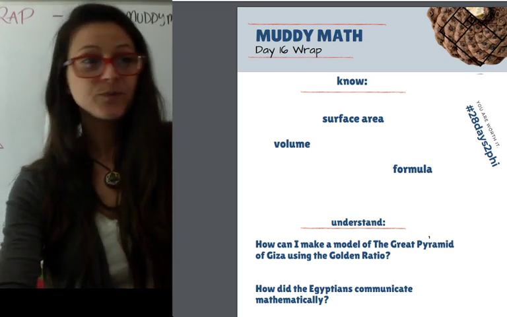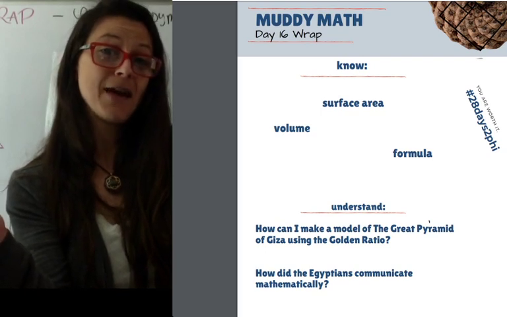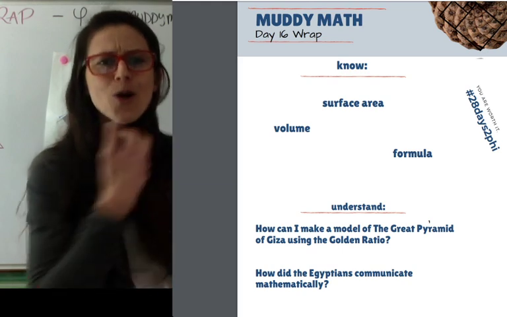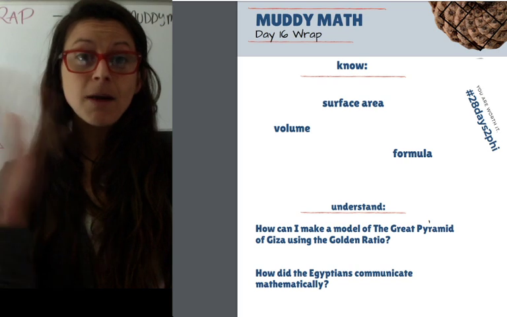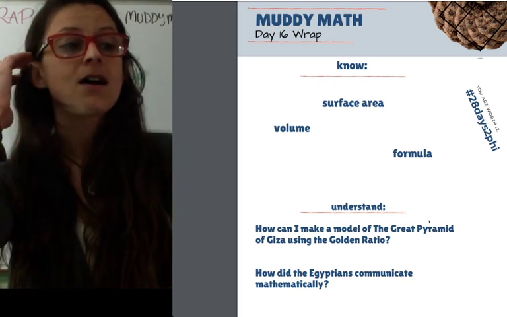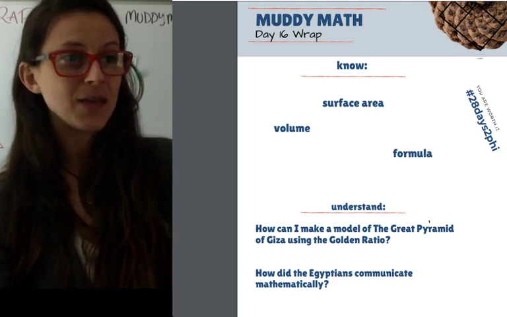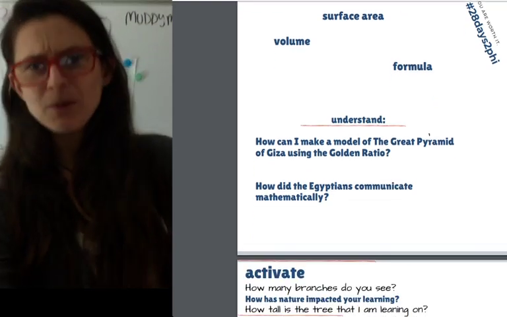Okay, so our second understand question is, how did the Egyptians communicate mathematically? And that's just something, if we get to it, thinking about, wow, so many centuries ago, humans, much like us but much different from us, were using a base 10 number system. And how did they communicate mathematically? They didn't have our numbers. They had hieroglyphics. So maybe we'll get into that, maybe not.